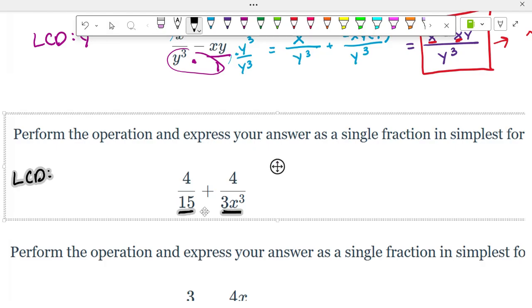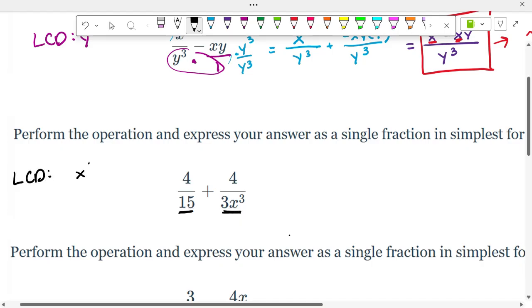So if I multiply these two together, what is definitely going to be in there? X cubed. Now, you could multiply 15 and 3 together and get 45. That would give you a common denominator, but it's not the least. You'd end up having to simplify more at the end.